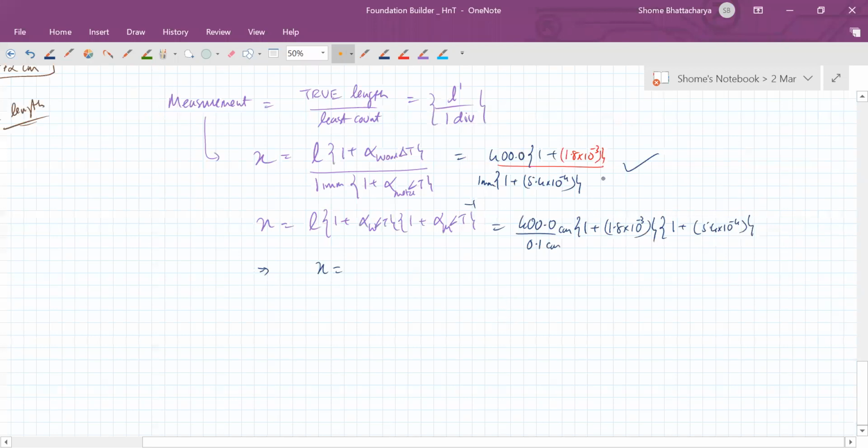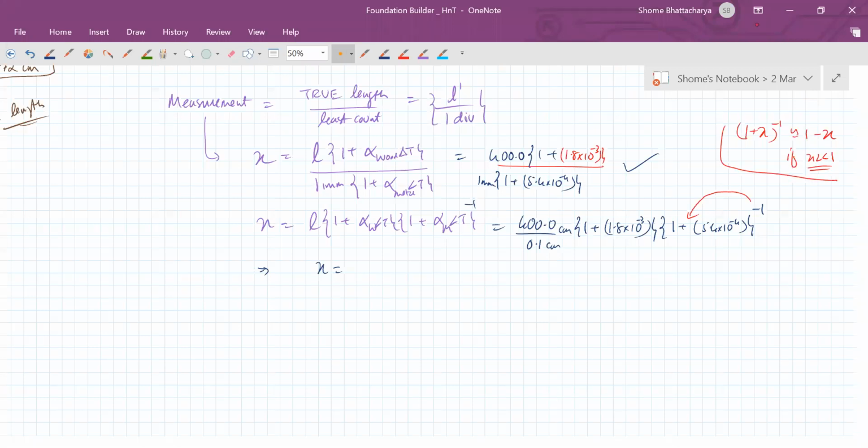Okay. And then we use binomial approximation, that is, this power comes inside. What we discussed in the last lecture, that 1 plus x to the power minus 1 can be approximated as 1 minus x if x is very small compared to 1. Okay. This is called the binomial approximation method. So this is what we are applying here.